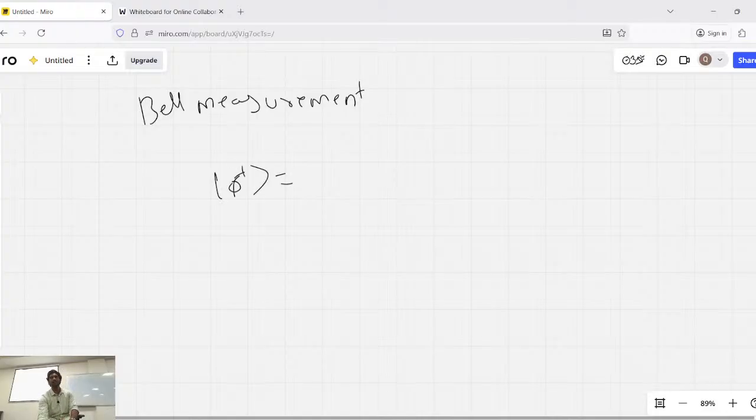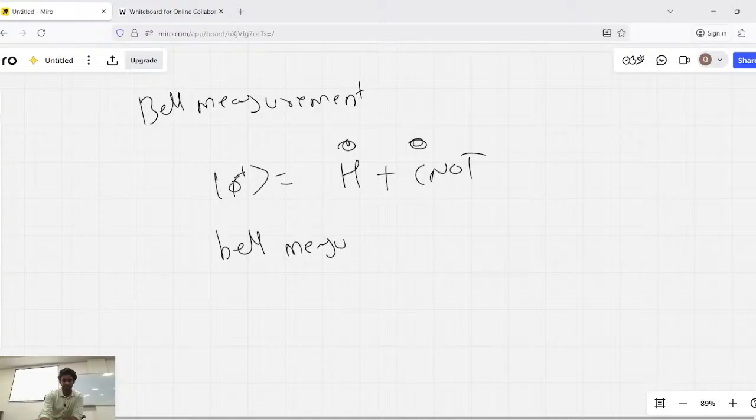Can anyone say that? Hadamard gate and CNOT gate. First I'll apply a Hadamard gate and then I'll apply a CNOT gate. So when I apply the Hadamard gate and then the CNOT gate, I will be creating a 5 plus state, right? Now, Bell measurement is an inverse of this operation.